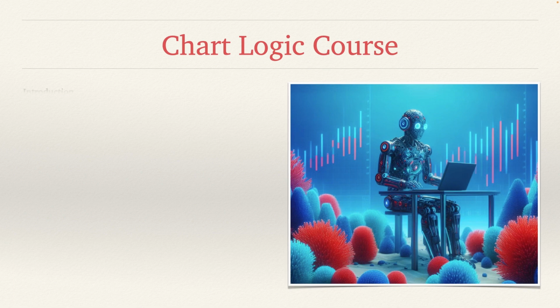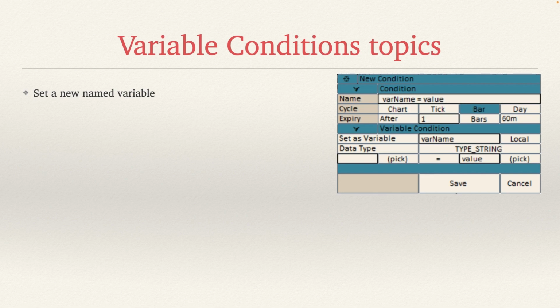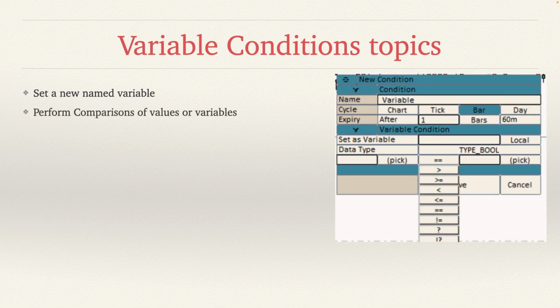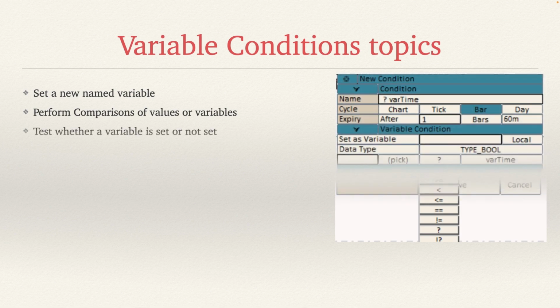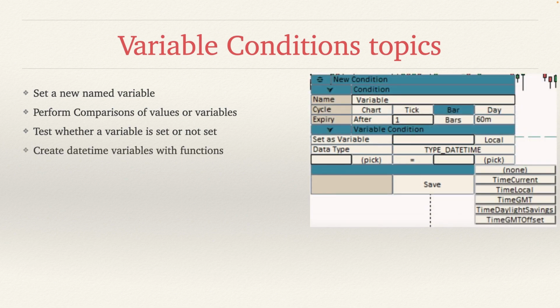Here's where we are in the ChartLogic course. The variable condition provides many features for working with variables and values. Let's take a quick tour. Using the variable condition dialog, you can set a new named variable. You can perform comparisons of values or variables. You can test whether a variable is set or not set. You can create datetime variables with datetime functions.